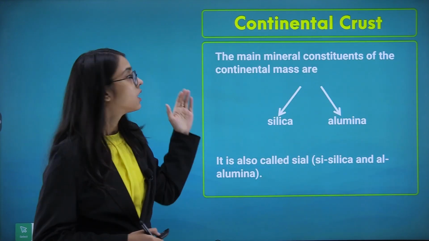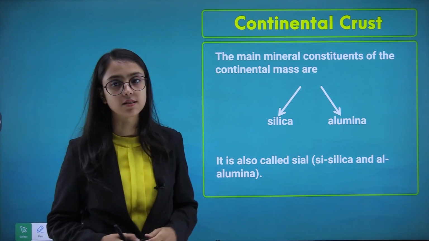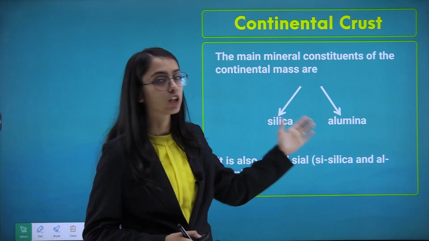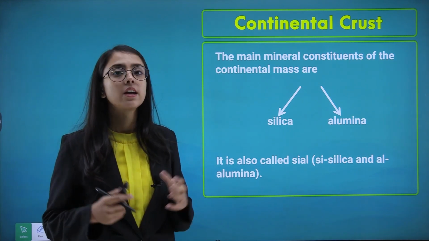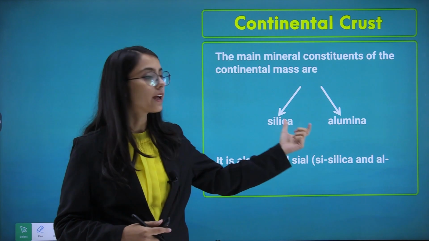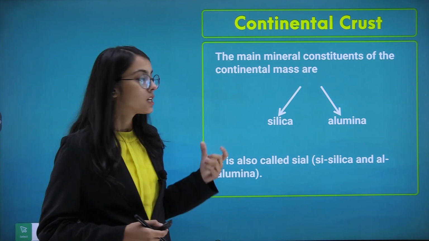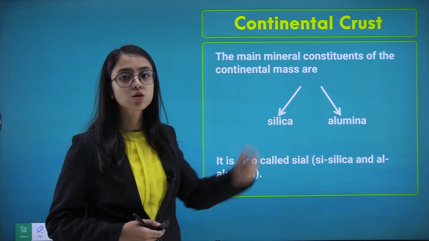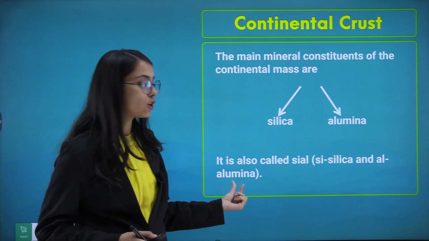Now, the main mineral constituents of the continental masses are silica and alumina. The continental crust or the land on which we live is made up of silica and alumina. These are the two minerals that are found on the land. This combination is also known as Sial, which comprises silica and alumina together.